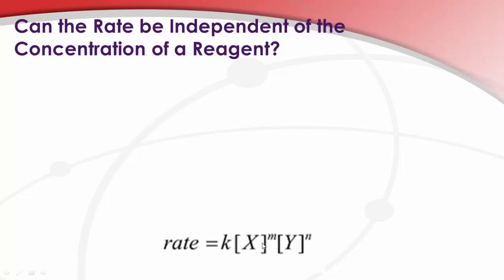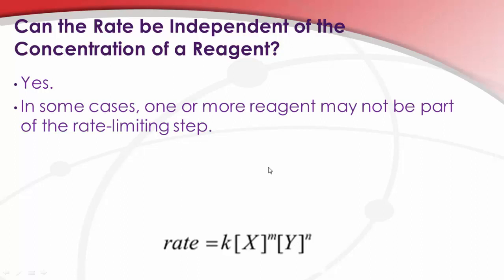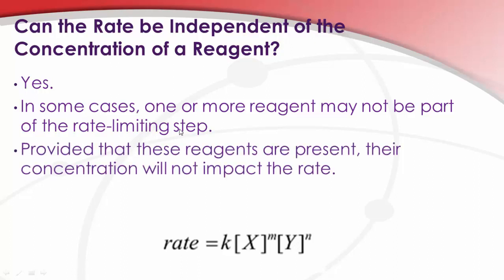So you might ask yourself, okay, well, can the rate ever be independent of the concentration of a reagent? And the answer is yes. In some cases, one or more reagents may not be part of the rate limiting step. And if it's not, then provided our reagent is present, its concentration isn't going to impact the rate. That may seem counterintuitive, but it's the truth. We can double the amount of that reagent and it won't increase the rate appreciably.